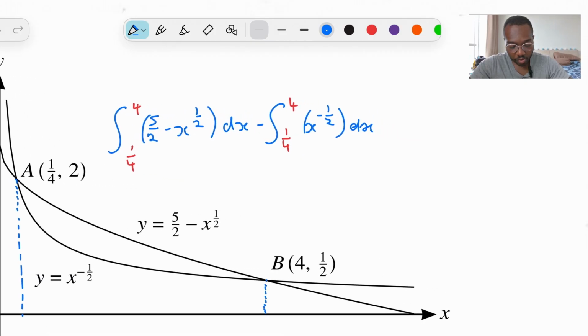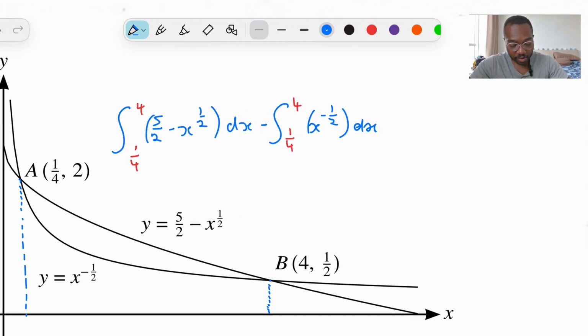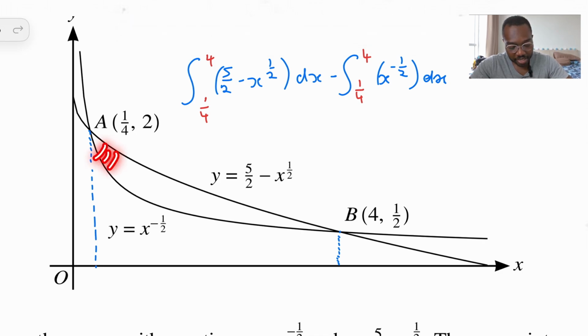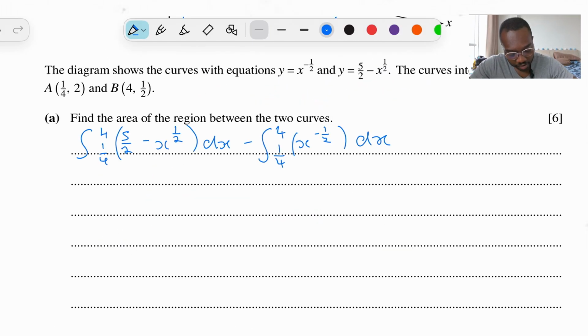So that's effectively it. That's what we do. It's just because we know that it'll just be the area of one of them minus the area of the other one, and that would give us our intersection here, which is what we want, okay? So that's what we're going to do. So let's start with integrating.